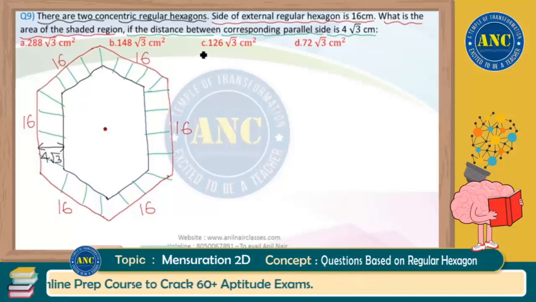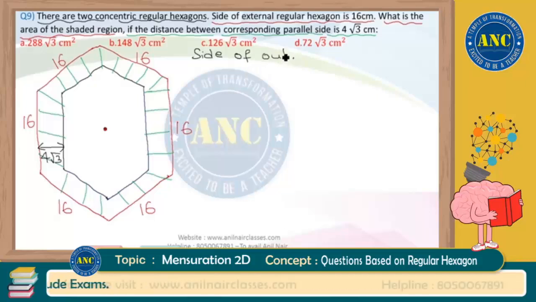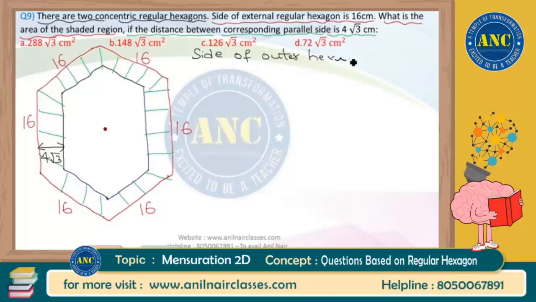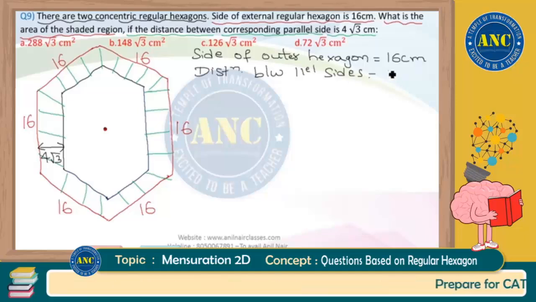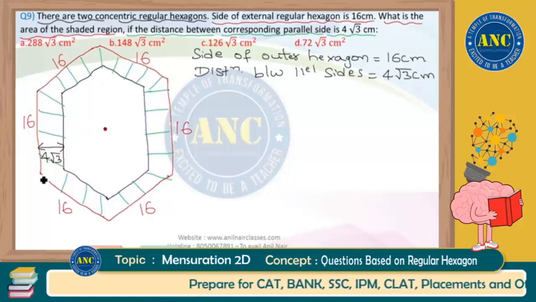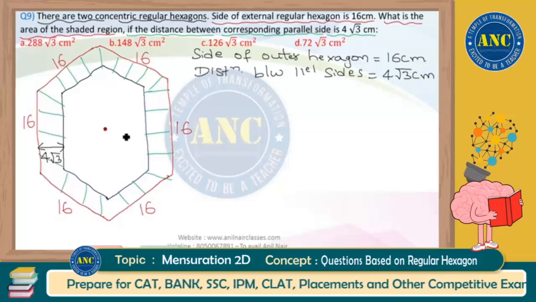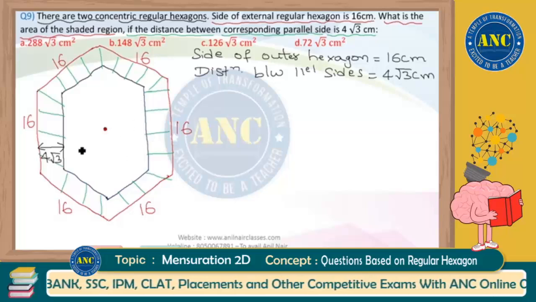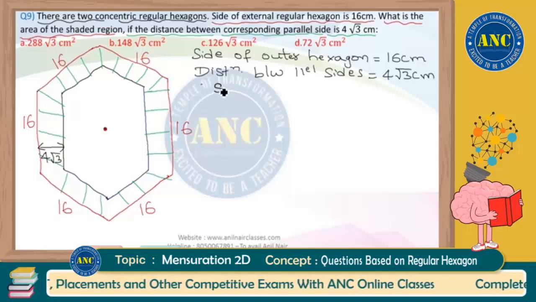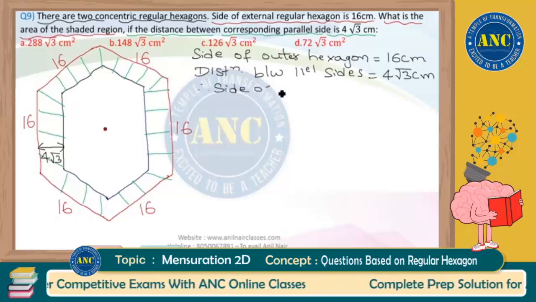Now see here, sir. What is actually given in the question? Side of outer regular hexagon is given in the question as 16 centimeter. Excellent. What else is given? Distance between parallel sides is given as 4 root 3 centimeter. Sir, outer hexagon side is 16, distance is 4 root 3. Can I find the inner regular hexagon side? Definitely I can find. So find side of inner regular hexagon, how much it will be.